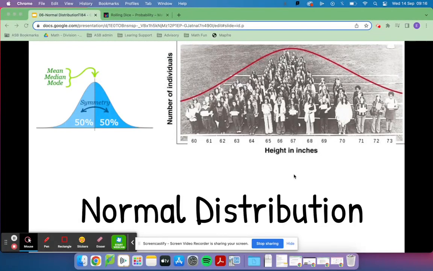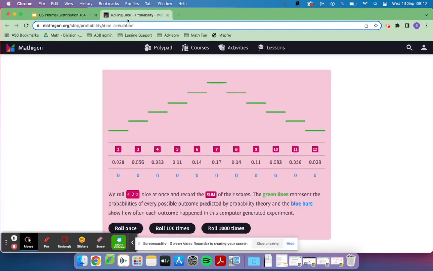In this video, we're going to talk about normal distribution. Before we even talk about what a normal distribution looks like, let's do an experiment. Suppose that you have two dice and you're rolling the dice and taking the sum of the two dice. You're adding the two numbers that you see, and you record how many times you get each of the numbers.